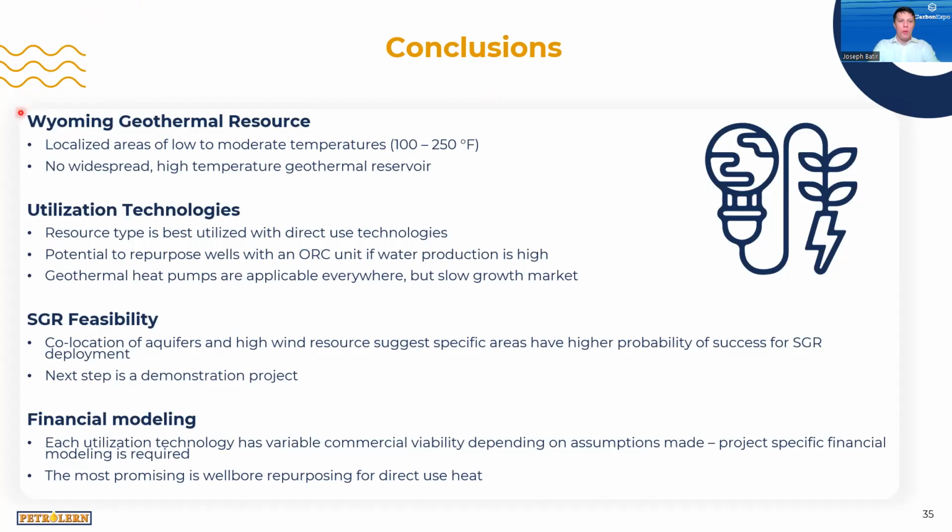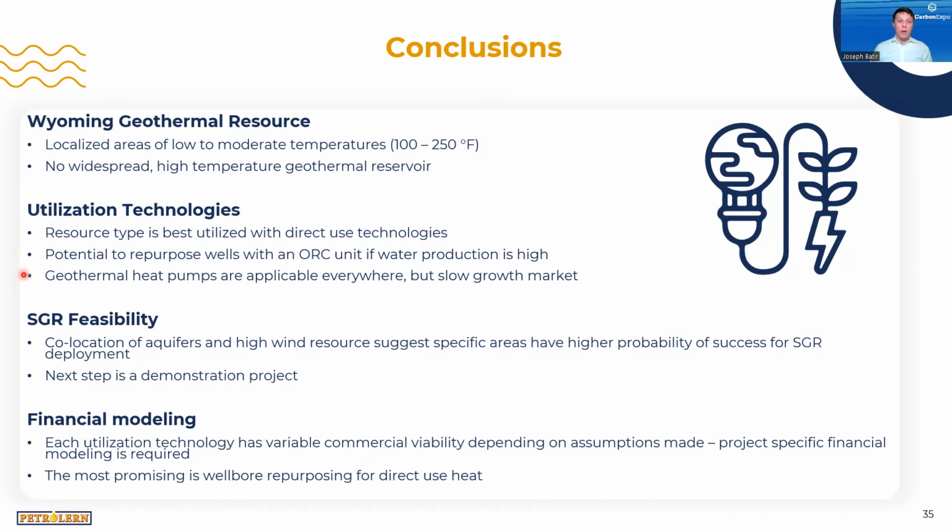So, the Wyoming geothermal resource, there are localized areas of low to moderate temperature heat, that being about 100 to 250 Fahrenheit. There is no widespread high temperature geothermal reservoir. So there's not really a big, large area to start looking for utility scale power generation. There are different utilization technologies that can be used. Right now, we would suggest the resource type is best utilized for direct use technologies, but there is potential to repurpose wells with an organic Rankine cycle unit if there's high enough water production.